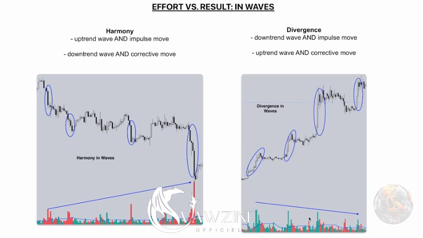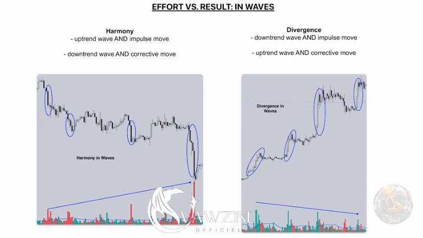For harmony in waves, you're looking for an uptrend wave and an impulsive move, or a downtrend wave and a corrective move. For divergence, you're looking for a downtrend wave and an impulse move, or an uptrend wave and a corrective move. Looking at the example, this is harmony in waves because we are seeing impulse moves, impulse moves, impulse moves, impulse moves. All the while, the average volume is rising from lowest, and similar here, but still rising as we go here, rising as we go here.